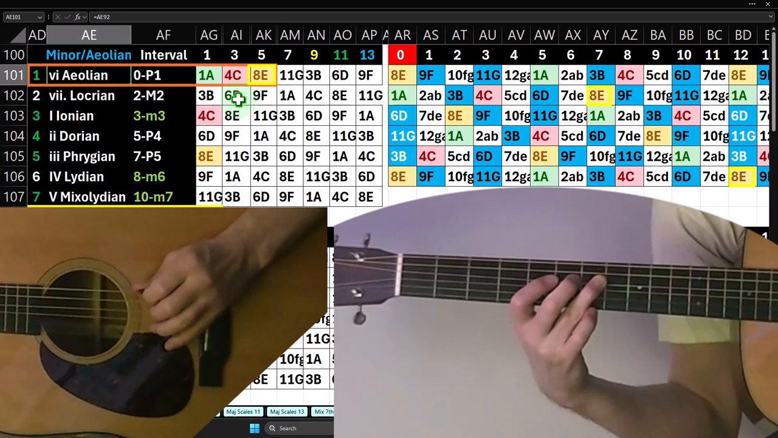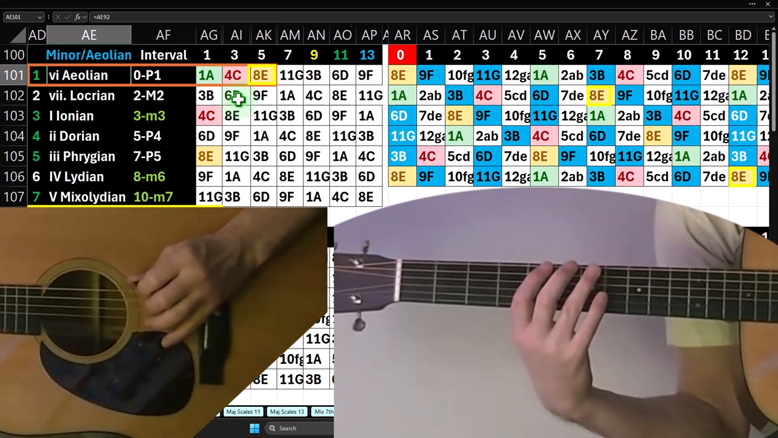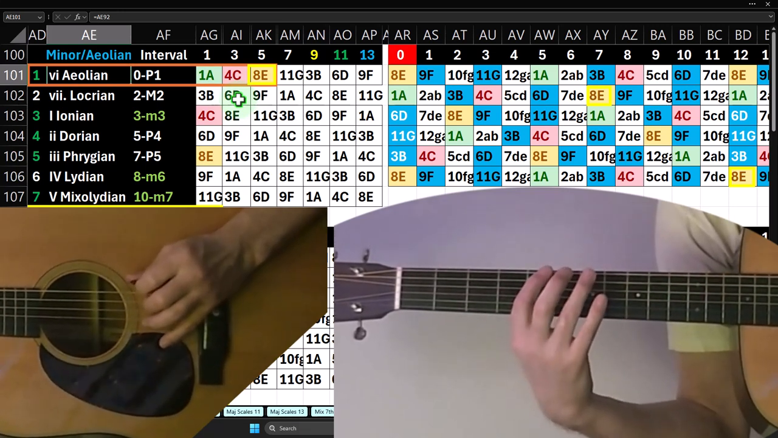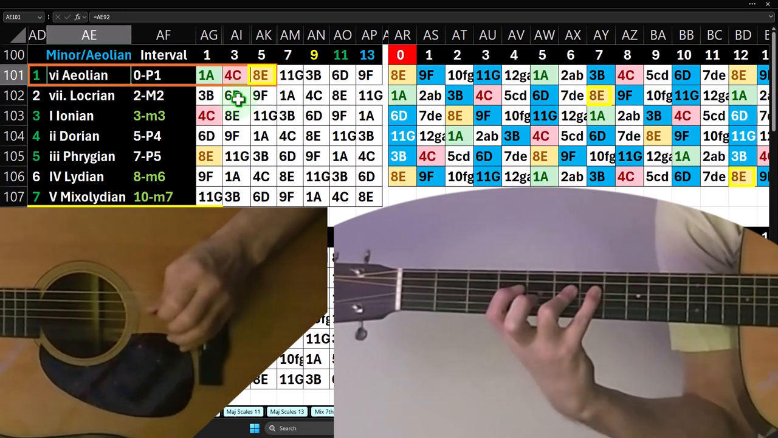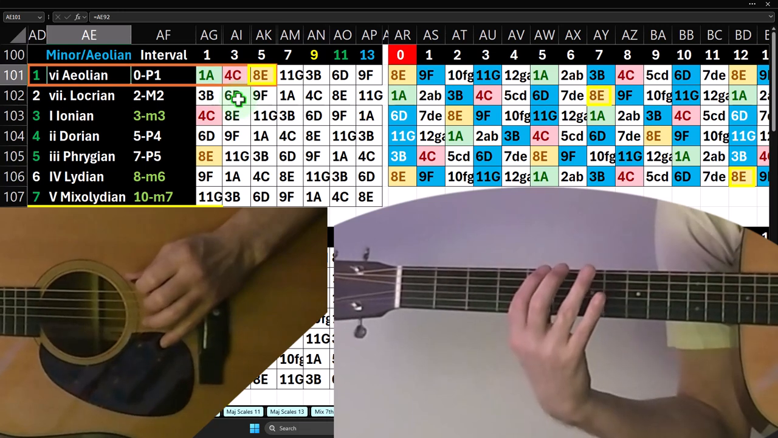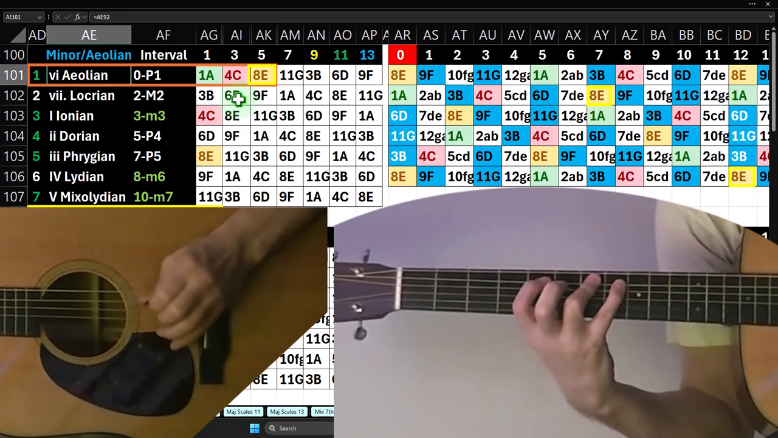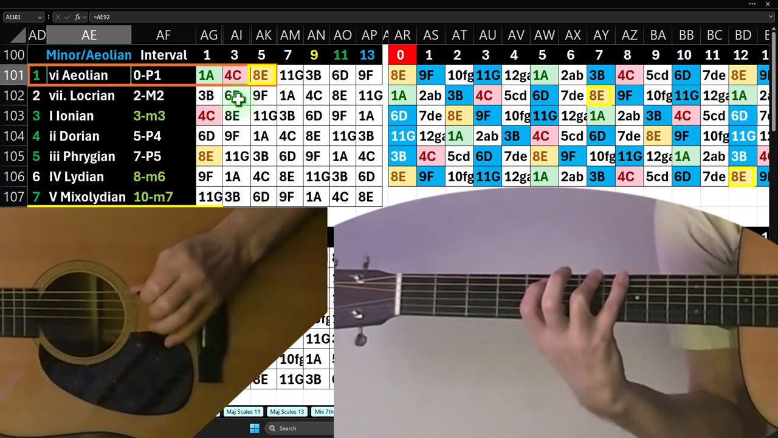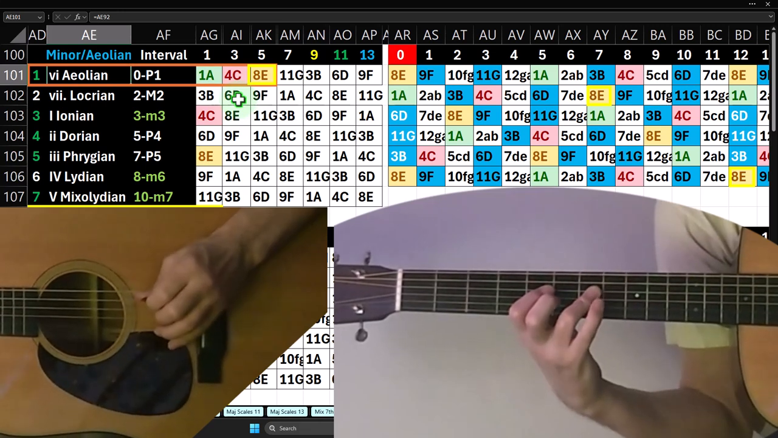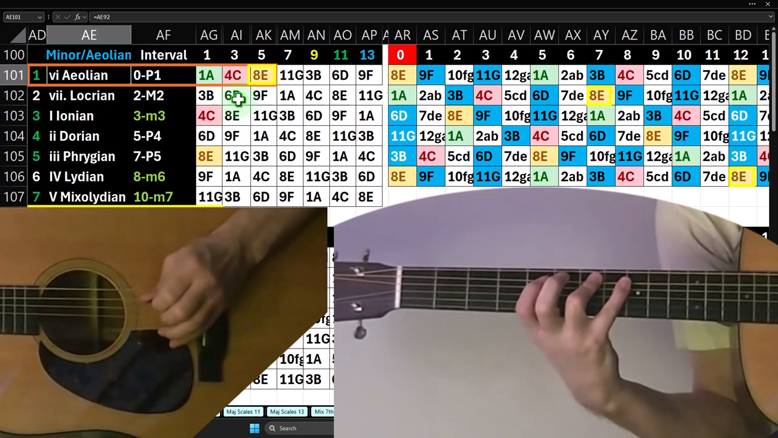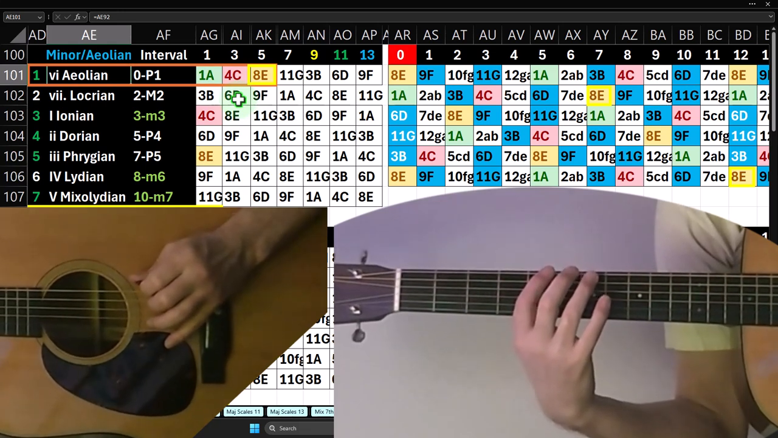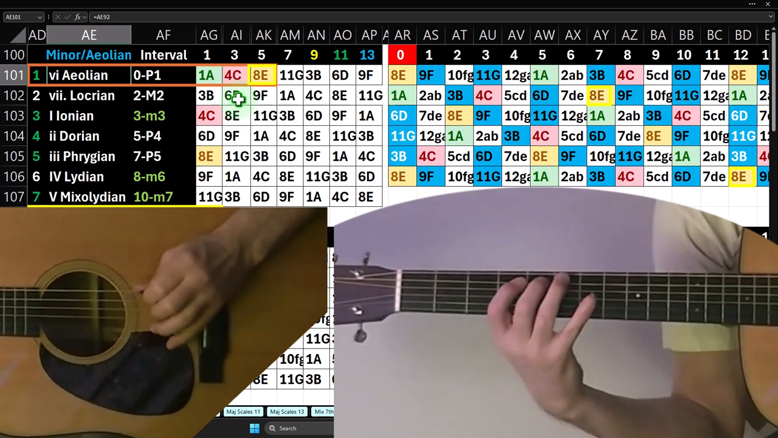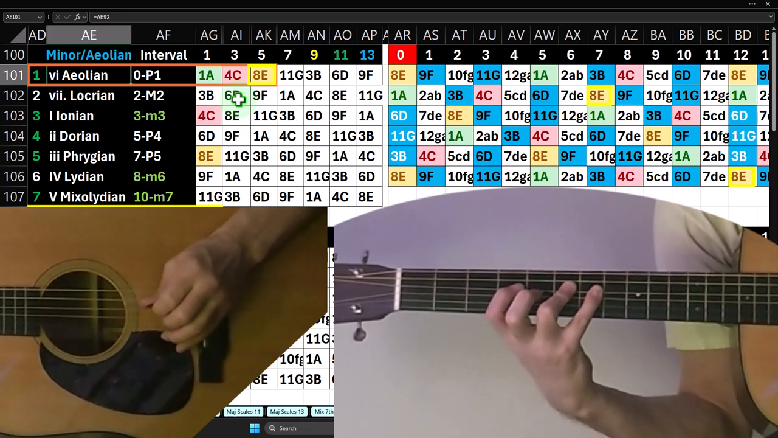Whereas if I played in A major, it would be like, see how I have that leading tone? In the minor, I don't have it. I got, whoops. 1, 2, 3, 4, 5, 6, 7, 8 versus 1, 2, 3, 4, 5, 6, 7, 8.